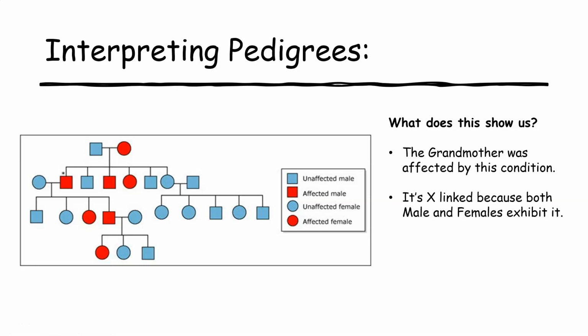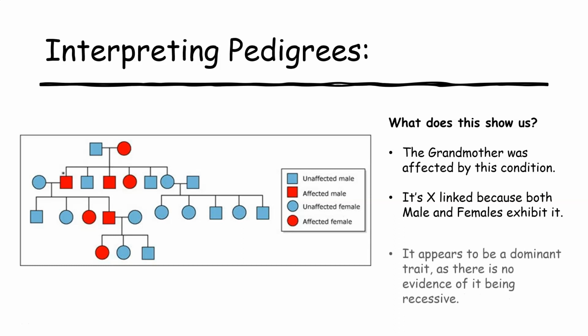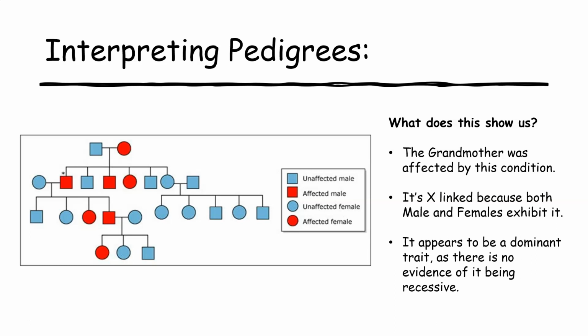It's X-linked because both males and females exhibit this condition. Now, if only the males exhibited it, it would be a bit different. We'll look at that with haemophilia. If it was a Y-linked condition, you'd only see that in the males. But recessive X conditions could also be seen. But we know that this is definitely X-linked, because both males and females exhibit it. It appears to be a dominant trait, so there's no evidence of it being recessive.